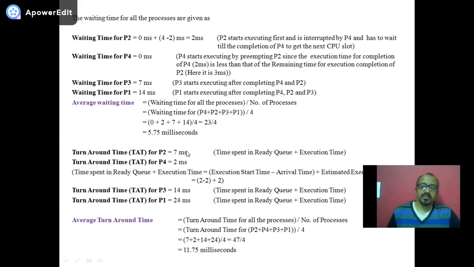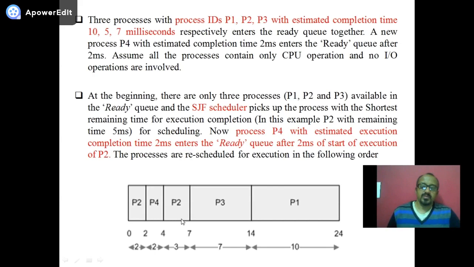And the turnaround time means how much time it takes to completely finish the process. For example, here P2 will take how much time? 7 milliseconds. Actually 5 milliseconds is required for this, but in between P4 comes into the ready state. Because of that, at that time P2, which was previously the shortest job, now becomes P4. That's why P2 has to wait for another 2 extra milliseconds.